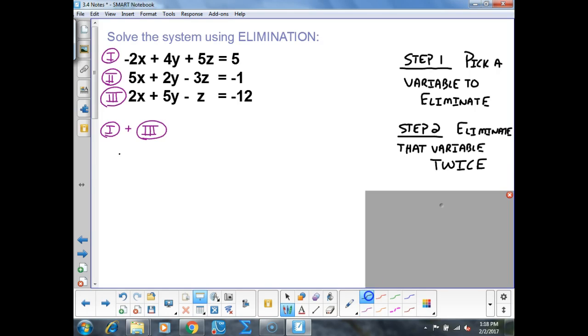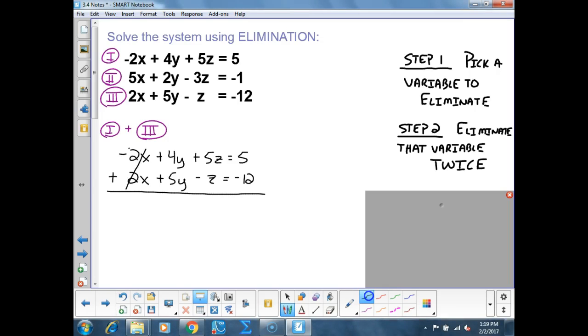If I add equation number 1, negative 2x plus 4y plus 5z equals 5, to equation 3, 2x plus 5y minus z equals negative 12, if I add those two together, the x terms go away, and I get 9y plus 4z equals negative 7.